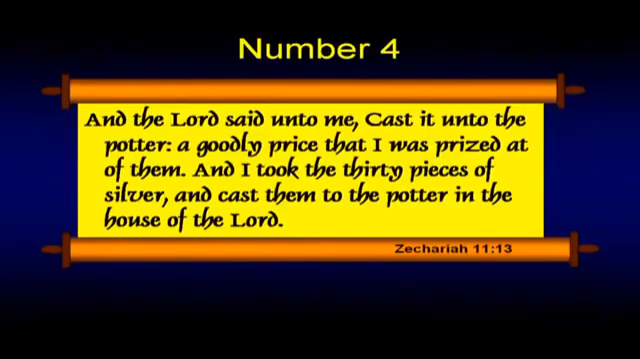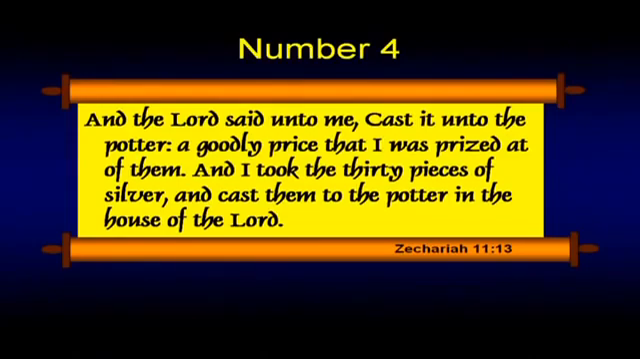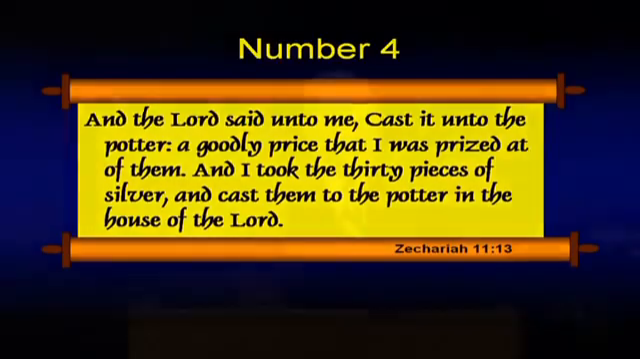Let's keep it simple. This next one is sort of related, but I'm treating it separately. Zechariah 11:13, a couple of verses later, he said, the Lord said unto me, cast it unto the potter, a goodly price that I was prized out of them. And I took the 30 pieces of silver and cast them to the potter in the house of the Lord. So Zechariah, led by the Lord, is acting out a prophecy here. Now you won't follow this unless you've been reading your gospel very carefully. Let's take a look at what really happened.